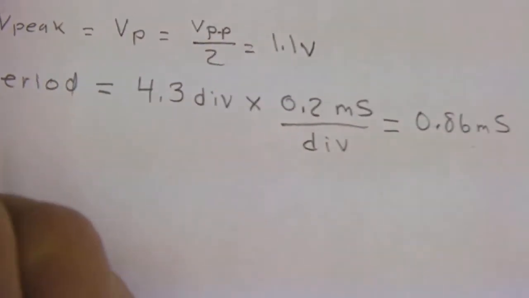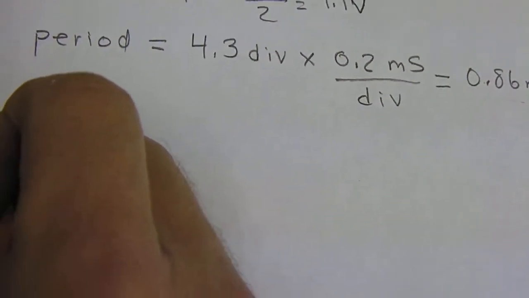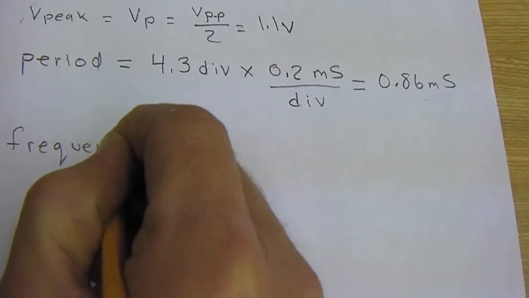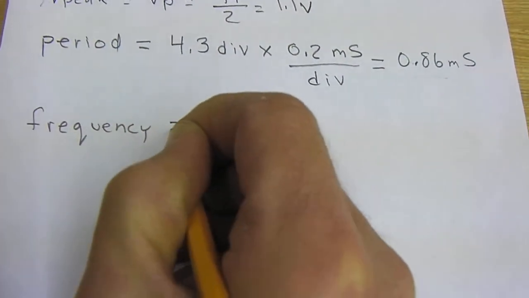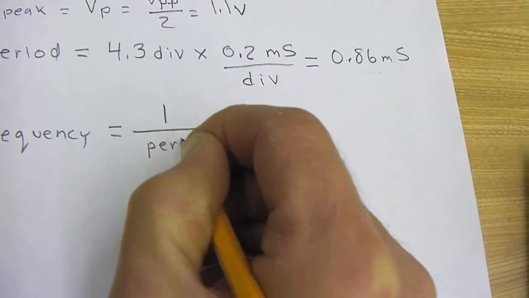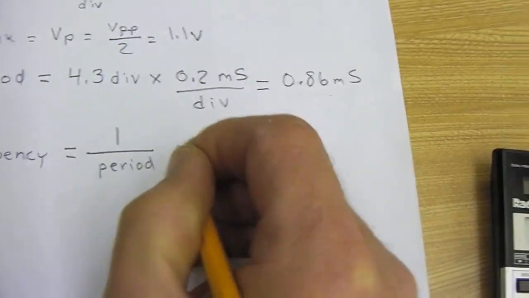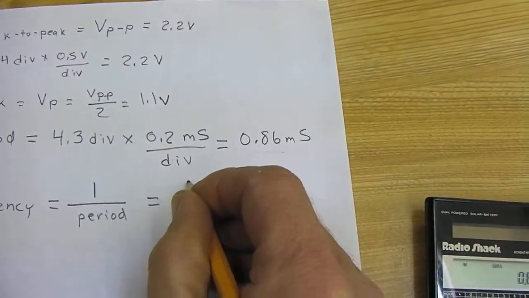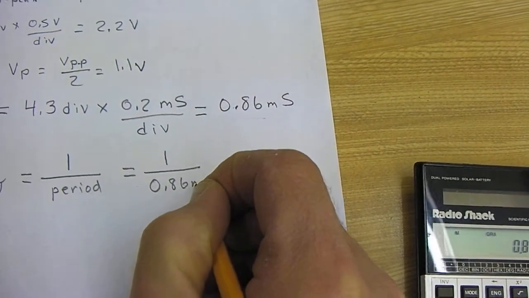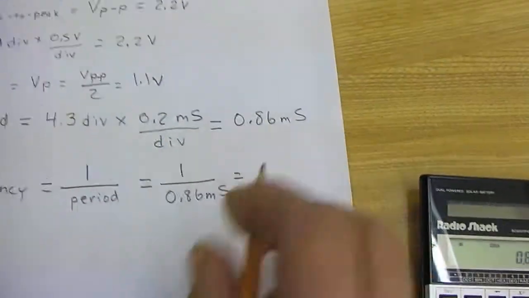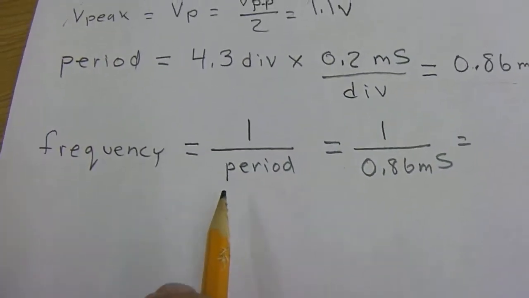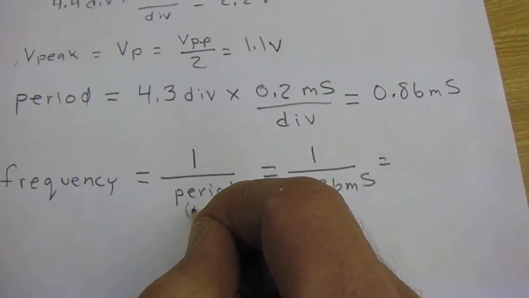The formula for frequency is equal to 1 divided by the period. In this case, it would be 1 divided by 0.86 milliseconds. Now you've got to be careful here. This is the period, and the period is measured in seconds.